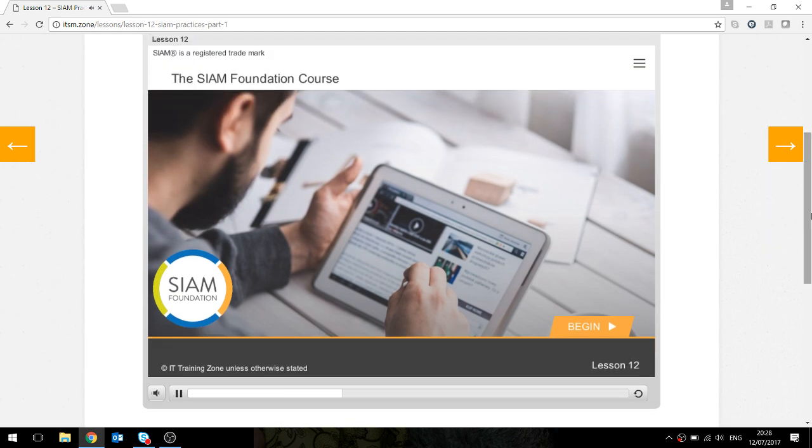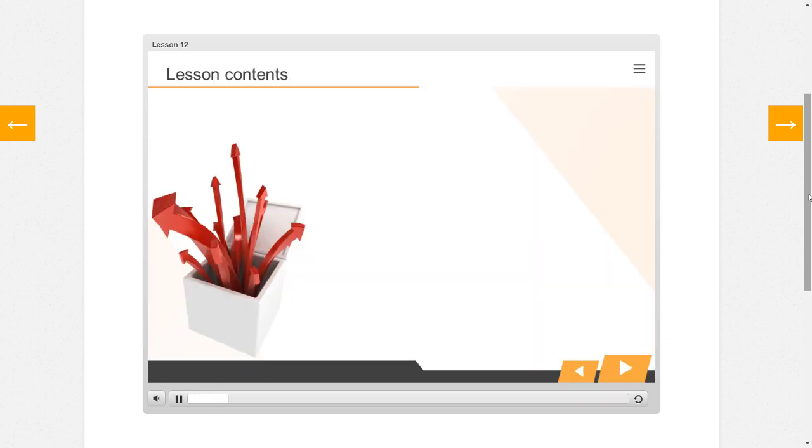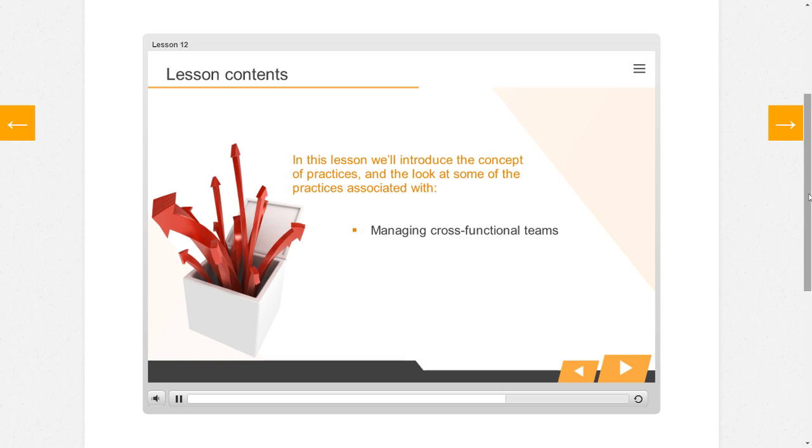Lesson 12, SIAM Practices Part 1, People and Measurement Practices. Welcome to Lesson 12. In this lesson, we'll introduce the concept of practices, and then look at some of the practices associated with these areas. Managing cross-functional teams, enabling and reporting on end-to-end services.